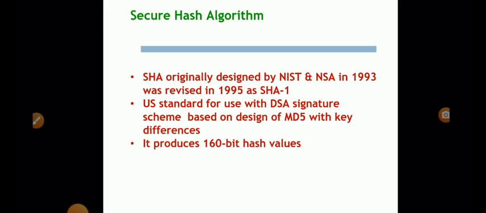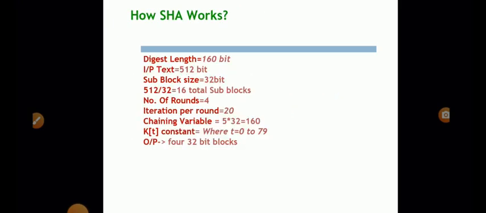Next we are going to discuss the secure hash algorithm. SHA was originally designed by NIST and NSA in 1993 and it was revised in 1995 as the SHA-1 algorithm. It is a US standard for use with the DSA signature. It is based on the design of MD5 with key differences and it produces a 160-bit hash value. Now we are going to discuss what the inputs are and what the output is.